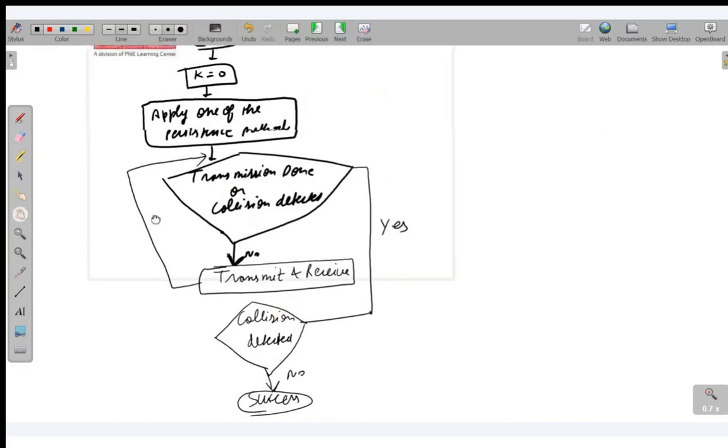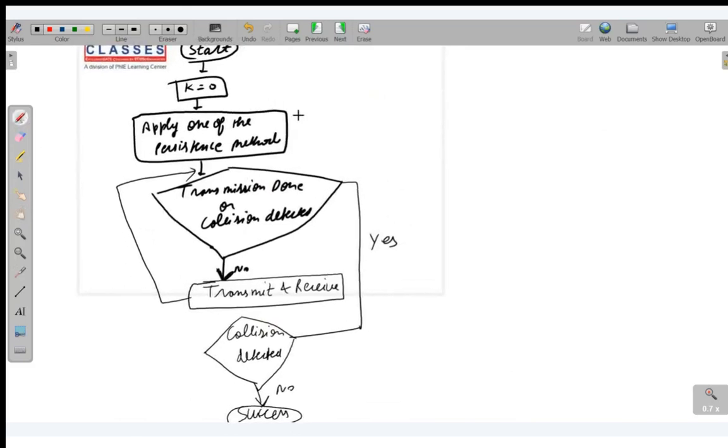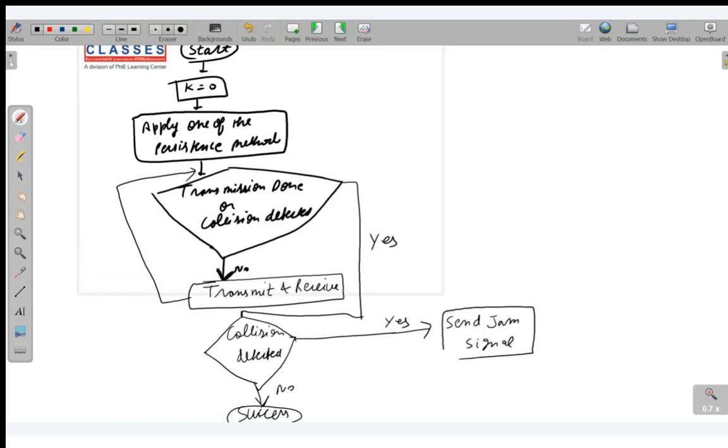Now what if collision has been detected? What should we say now? So we should draw it here. Collision detected, yes. Then what should we do? Send jam signal. Why is the jam signal sent? It will inform every station that collision has occurred, so please do not send data.